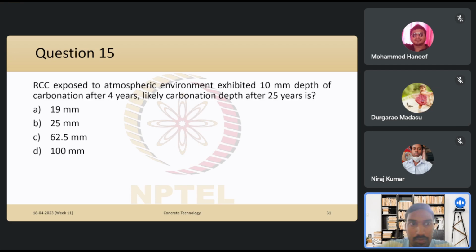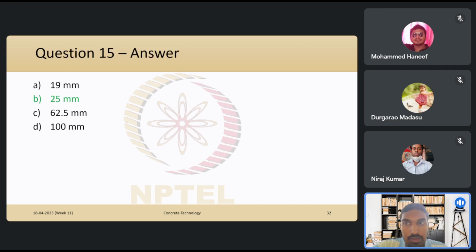Okay, so any other answers other than B? Okay, so let's take a look at the answer now. Okay, so the right option is B, it will be 25 mm. That is the right option, and now we'll take a look at how it is obtained.